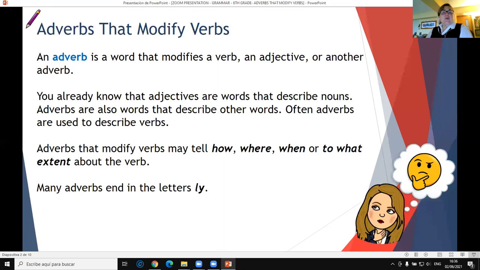So now you already know that adjectives are words that modify or describe nouns. So in this case, adverbs are also words that describe other words. Often adverbs are used to describe verbs. Adverbs that modify verbs may tell how, where, when, or to what extent about the verb. Many adverbs end in the letters ly.